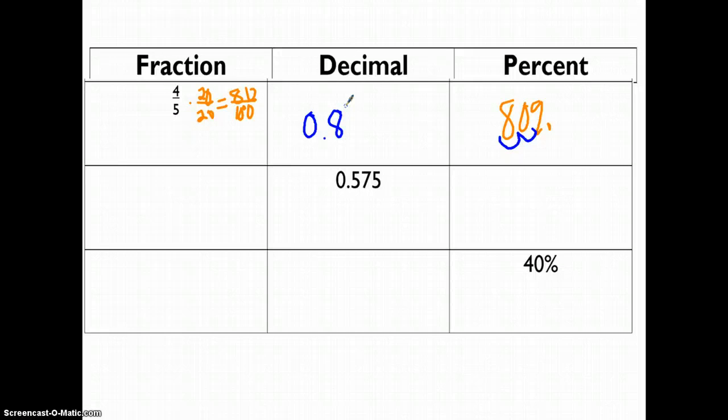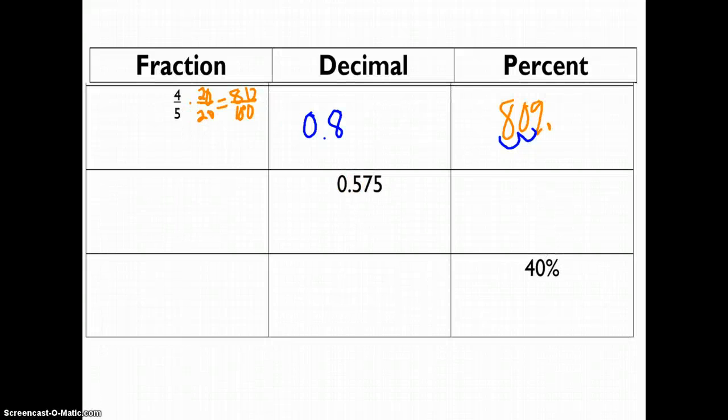Alright, 0.575 is given to me. I need to find a fraction and a percent. I'm first going to find the percent. So I'm going to swoop once and twice to the right to get towards the percent sign, which gives me 57.5%. Now I need to make this decimal into a fraction.